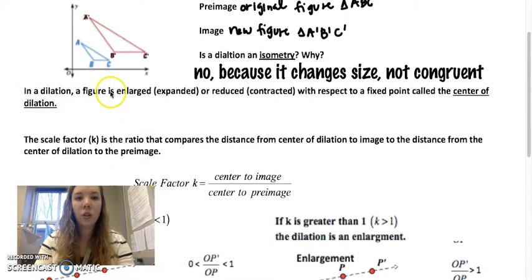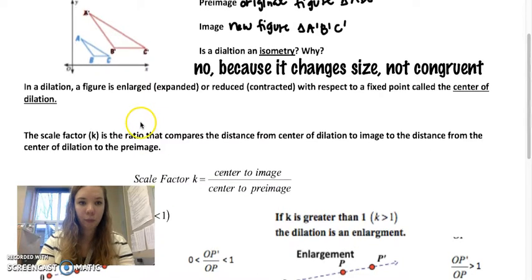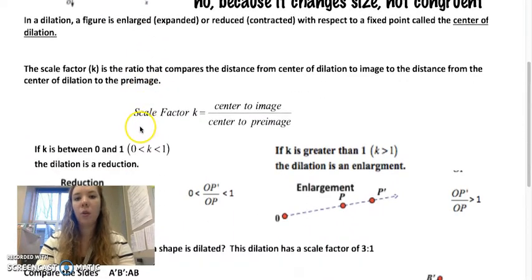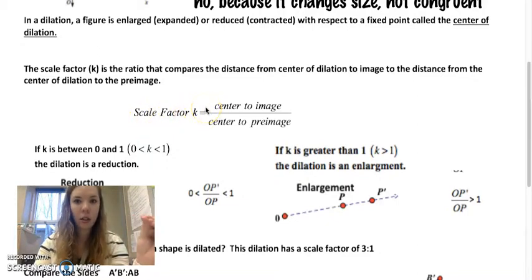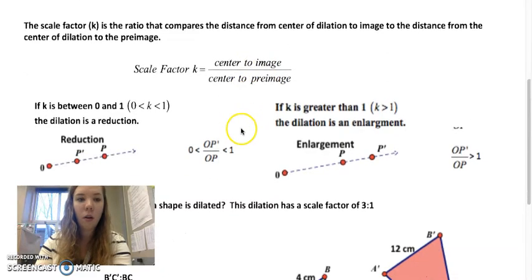It says, in a dilation, a figure is enlarged or expanded or reduced, contracted, with respect to a fixed point called the center of dilation. Okay, so that's the middle of your transformation. A scale factor K is the ratio that compares the distance from the center of dilation to the image to the distance from the center of dilation to the pre-image. So your scale factor is whatever your center of dilation is, the distance to the image over the distance to the pre-image. Okay, so the new figure over the old figure.